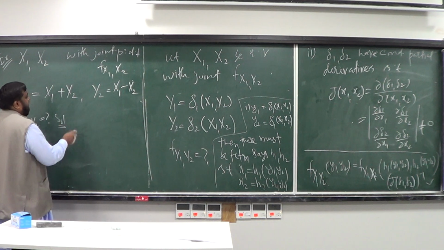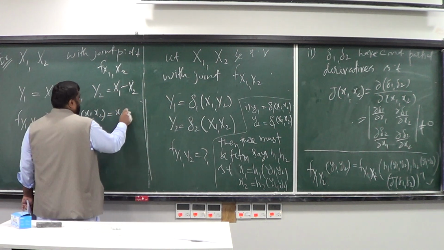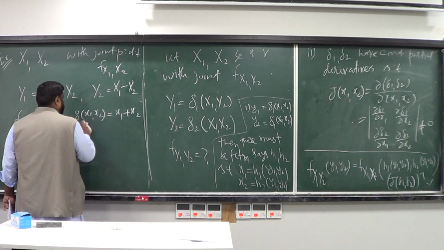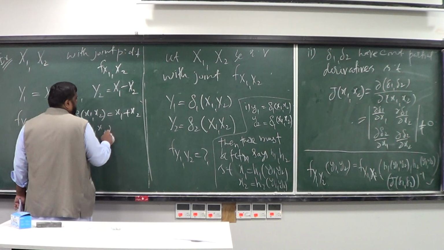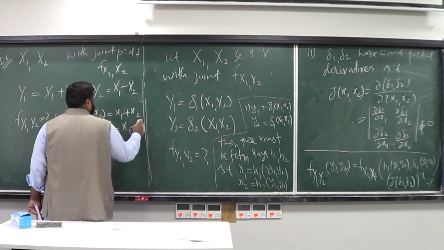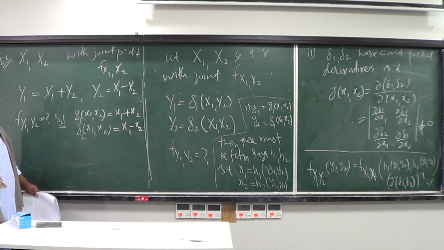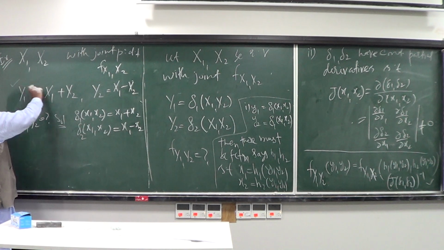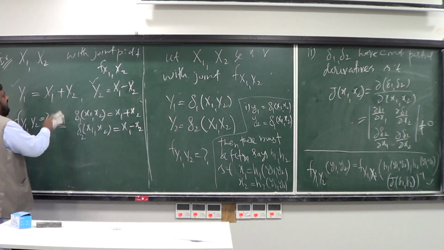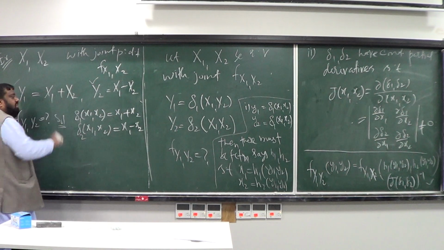So first identify the functions. So I have function g1 of x1 x2 equal to x1 plus x2, and g2 of x1 x2 is x1 minus x2. Question is, now what are the h1 h2? So whatever the equations are given to you, just solve them in the terms of x actually. In the terms of x, solve them for x in the terms of y.